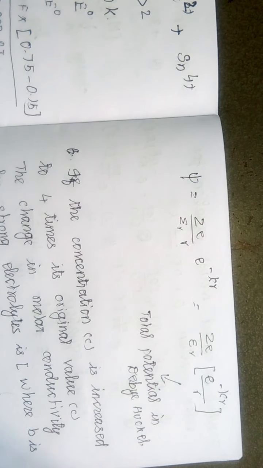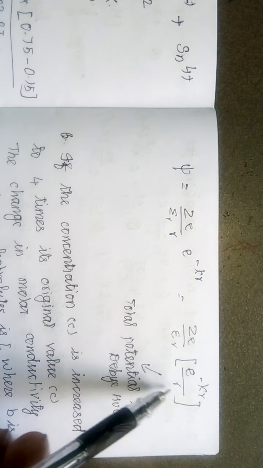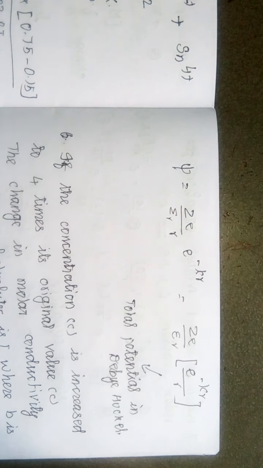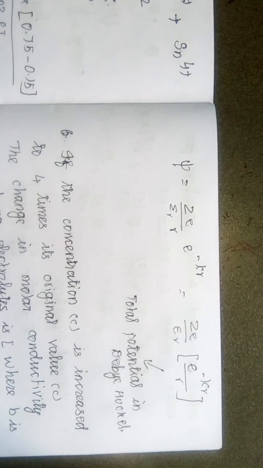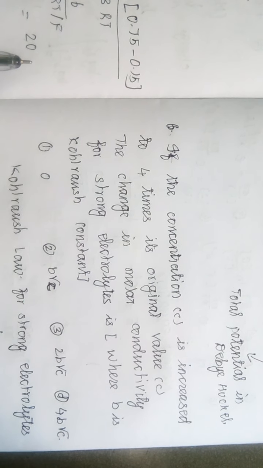So in Debye-Huckel theory, the potential is proportional to e power minus kappa r by r. These are the options given in the question. Now see the next question.